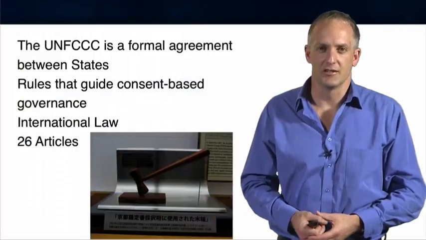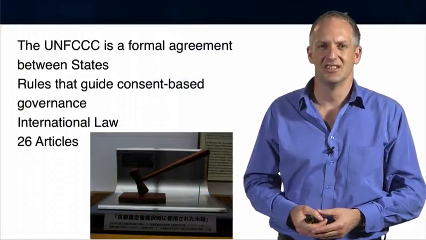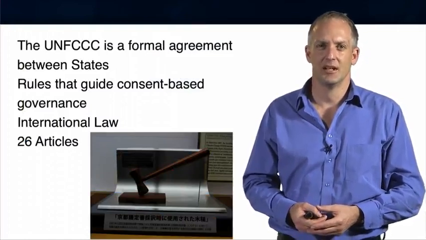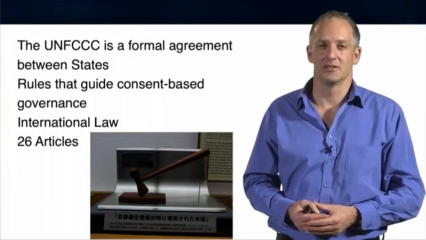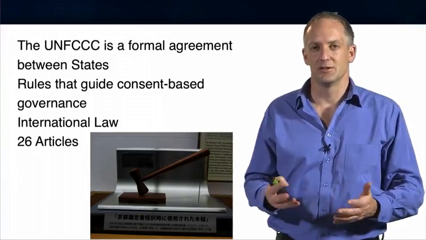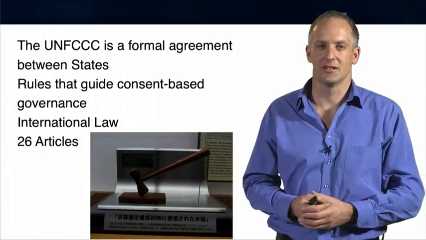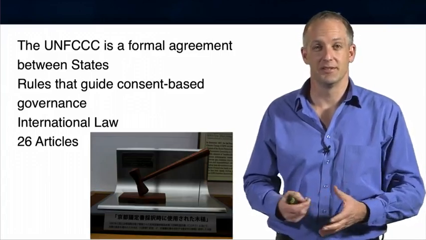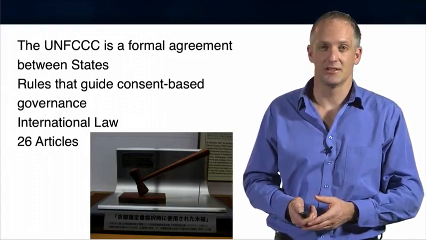The Framework Convention on Climate Change is a formal agreement between states. It's a convention, sort of like a treaty. It produces rules that guide consent-based governance. So it's governance by consent, and the convention establishes rules and principles by which that governance or discussions around that governance are to occur. It's a piece of international law. It's a document that contains 26 articles.